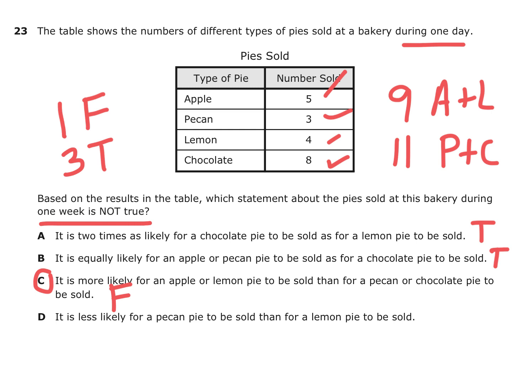Let's check out D just to make sure. It is less likely for a pecan pie to be sold than a lemon pie. Well, pecan is 3 and lemon is 4, so 3 is less than 4, so it is true. So you have 3 of the 4 statements true, and one is false, and that's what we're looking for. We're looking for one that is not true. We're looking for one that is false, and it happens to be C. For number 23, the answer was C.